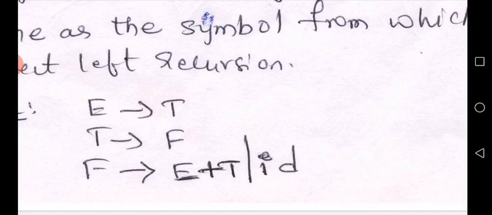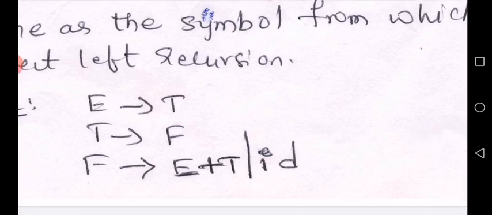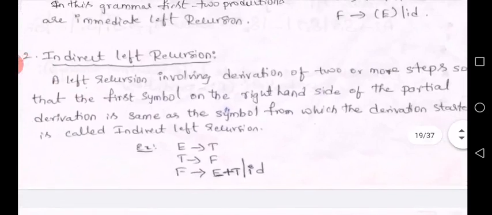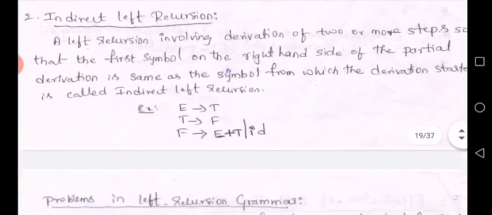How can we do that? In the first production, E derives T, what do you have in the place of T? From the second production, T means F, so directly I can write E derives F. Then what does F stand for? F derives E plus T or ID. So if I replace F in the first production by E plus T or ID, what you get is E derives E plus T or ID. Again you get the left recursion production itself. So this variety we consider indirect left recursion.